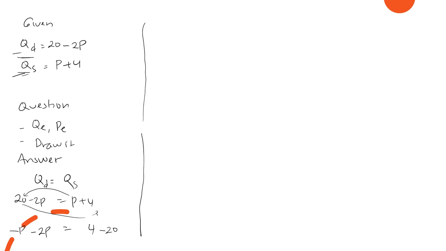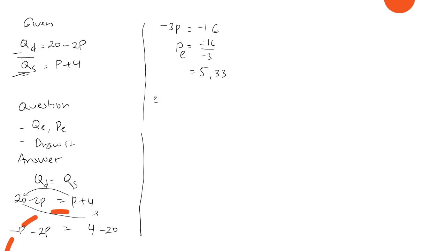And minus P minus 2P is minus 3P. Then 4 minus 20 is minus 16. Correct? Yeah. And now P is minus 16 over minus 3. Then it's 5 1/3 or 5.333. That is PE. Now put the E over here. Okay?